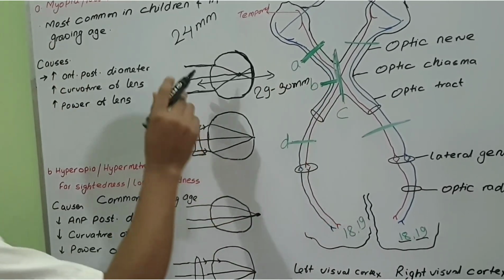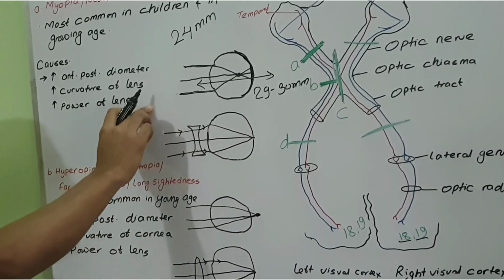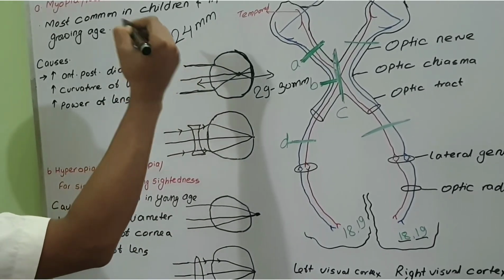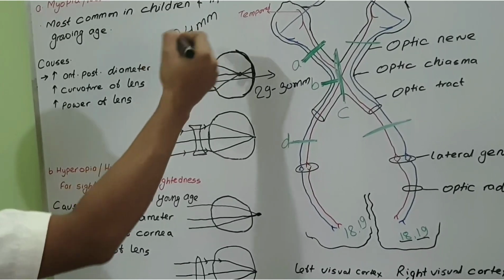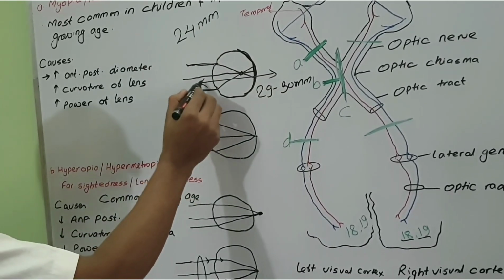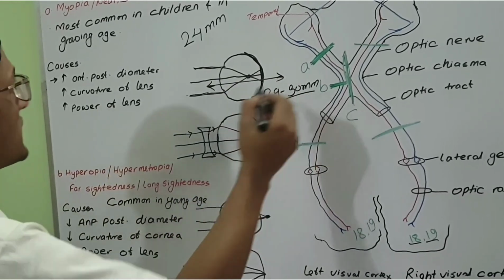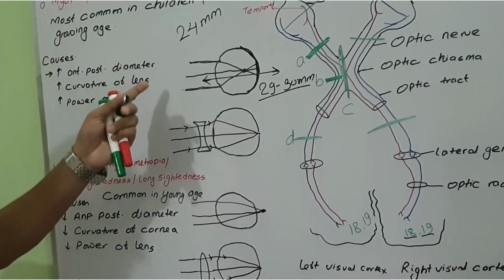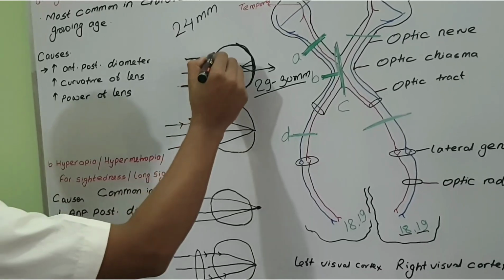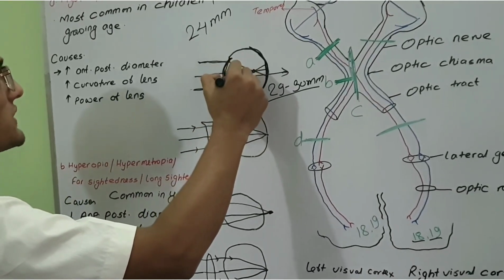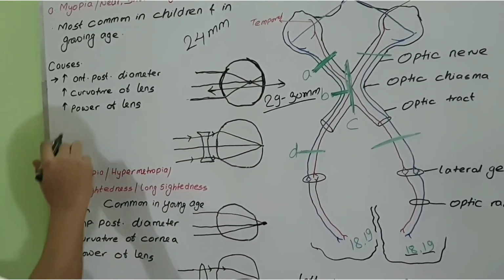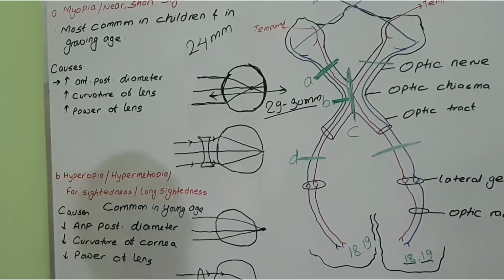But in a normal eye, the anterior posterior diameter is equal to the transverse diameter is equal to the vertical diameter. But in case of myopia, the anterior posterior diameter will increase up to 29 to 30 millimeter. And in case of myopia, the curvature of the lens will also increase, and also the power of the lens is increased.